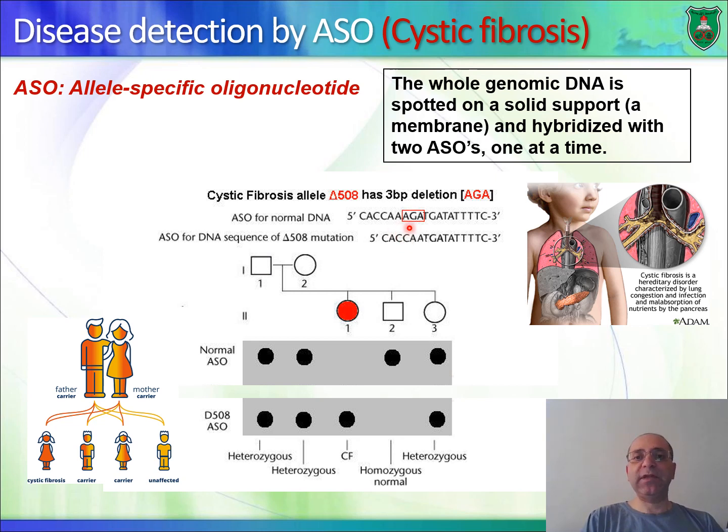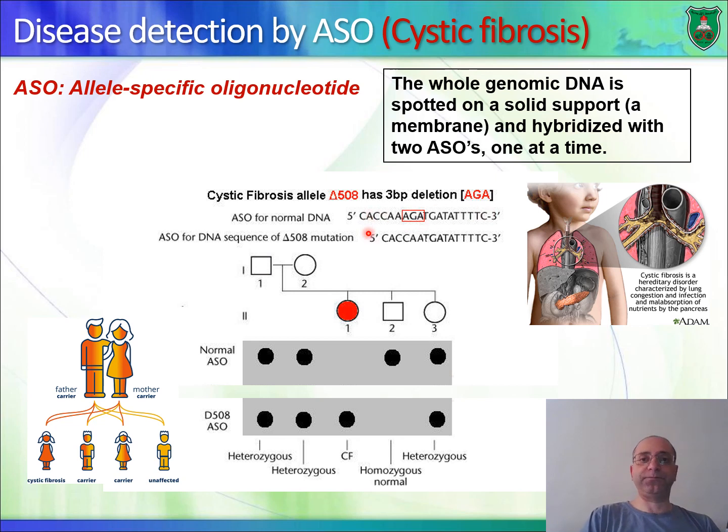So you have deletion of AGA, a deletion of 3 base pairs, at position 508. The triangle means deletion, and 508 is the location of the deletion within the gene. Notice that this is the 5' end and the 3' end, and we're showing only one strand. We're not showing the complementary strand, okay?